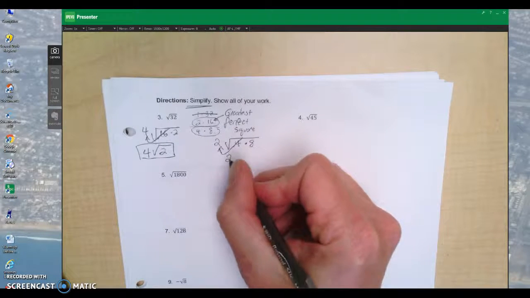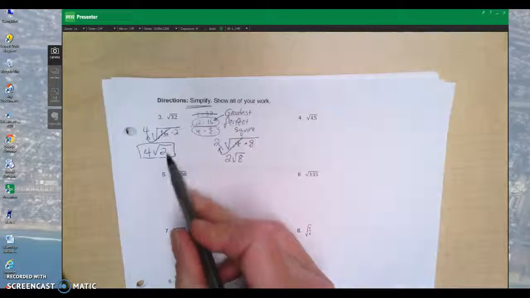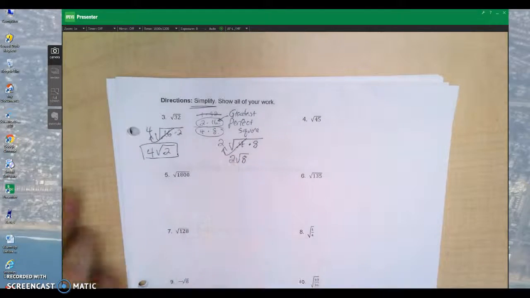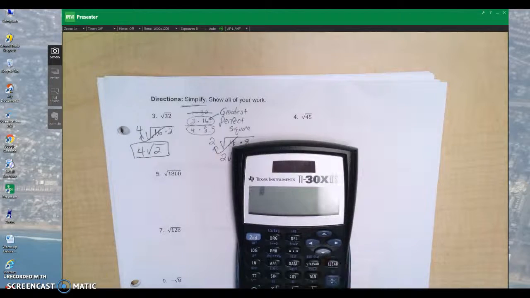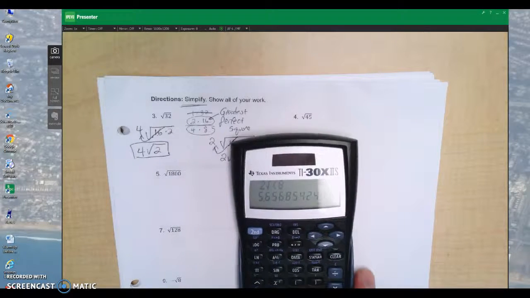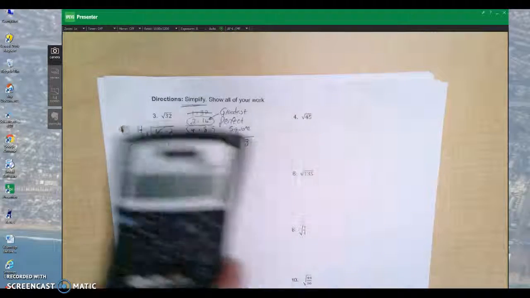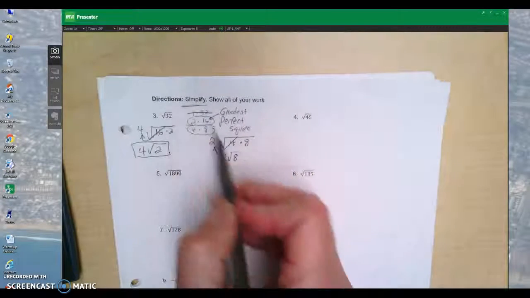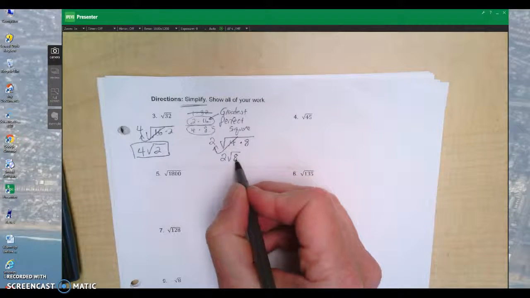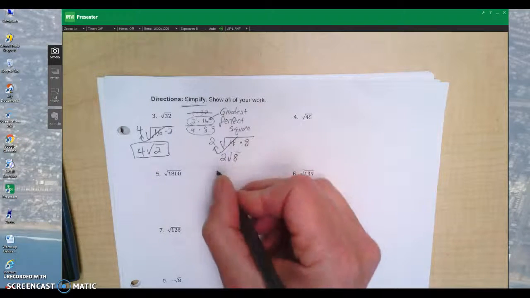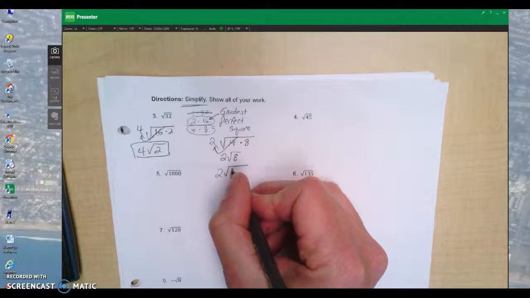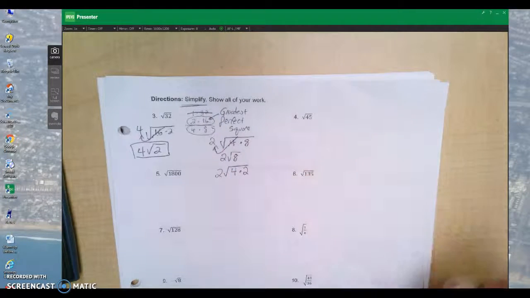So what if I would have written 2 radical 8? Now, those don't even look anywhere near identical to each other. But if I try the 2 radical 8, 2 square root 8, it comes back to that same decimal. So what's wrong? Well, what's wrong is it's not fully simplified because 8 still has factors that are perfect squares. 8 is really 4 times 2.